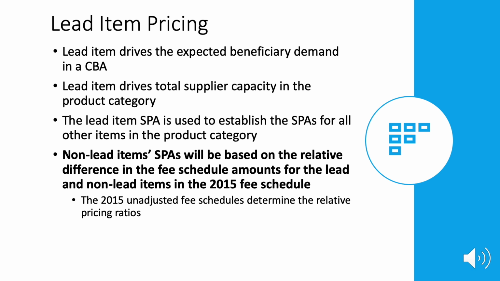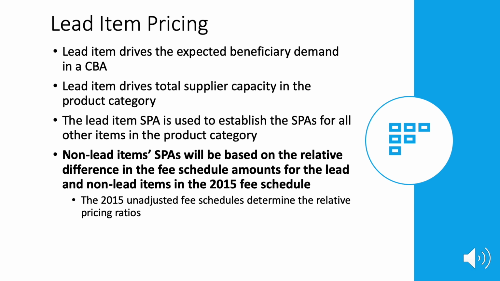So the lead item, single payment amount, or SPA, as we talked about before, is used to establish the prices or SPAs for all of the other items in the product categories or the non-lead items. But how are those actually created? The non-lead item SPAs are going to be based on the relative difference in the fee schedule amounts for the lead and non-lead items based upon the 2015 fee schedule. So what does that mean?